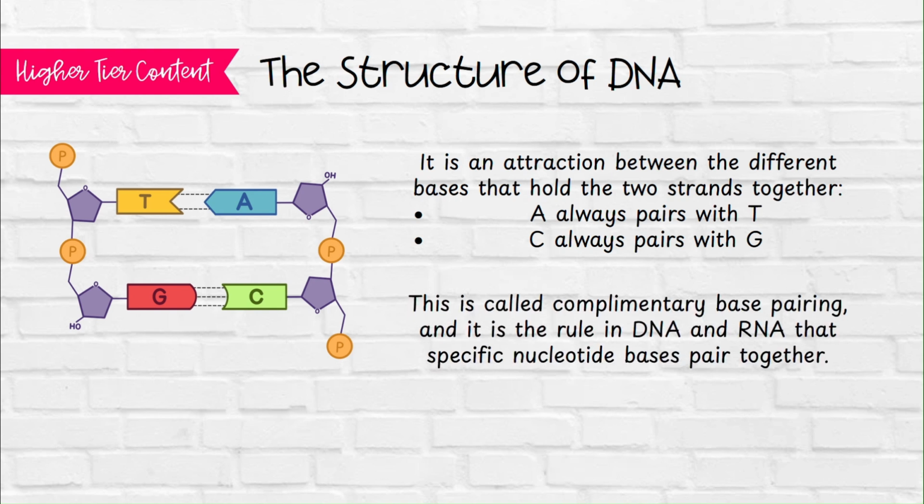This is called complementary base pairing, and it is a rule in DNA and RNA that specific nucleotide bases pair together. You don't have to worry too much about what RNA is right now, just that complementary base pairing is the sort of glue that holds together the 2 strands of DNA, making it into this ladder shape, as I previously mentioned. This is just a fun fact, but the bonds between your 2 bases are hydrogen bonds.